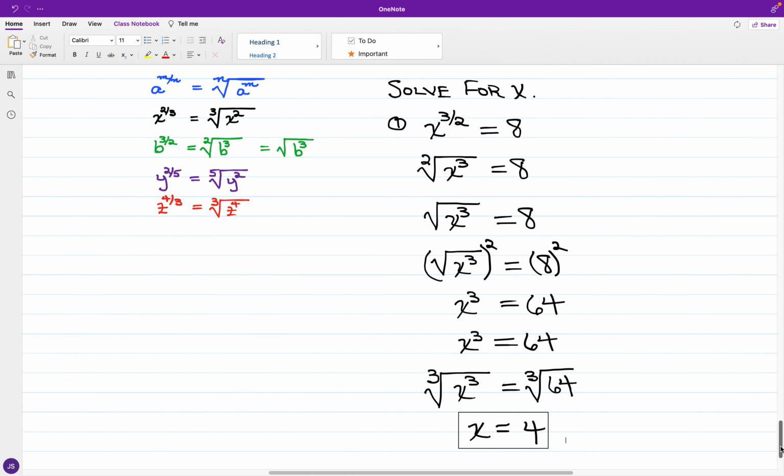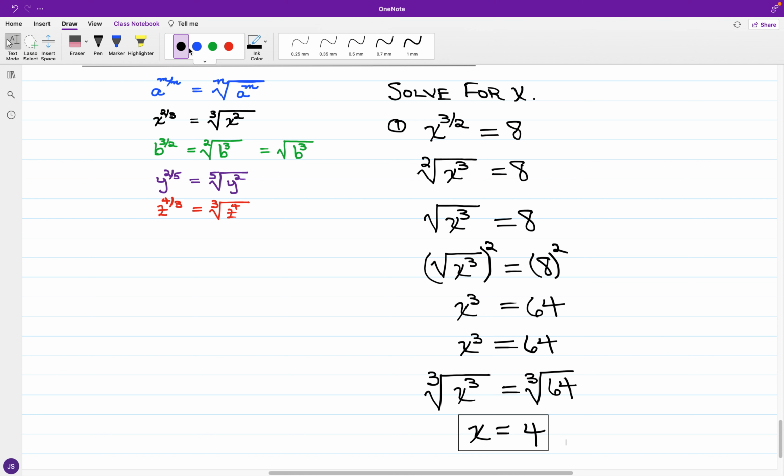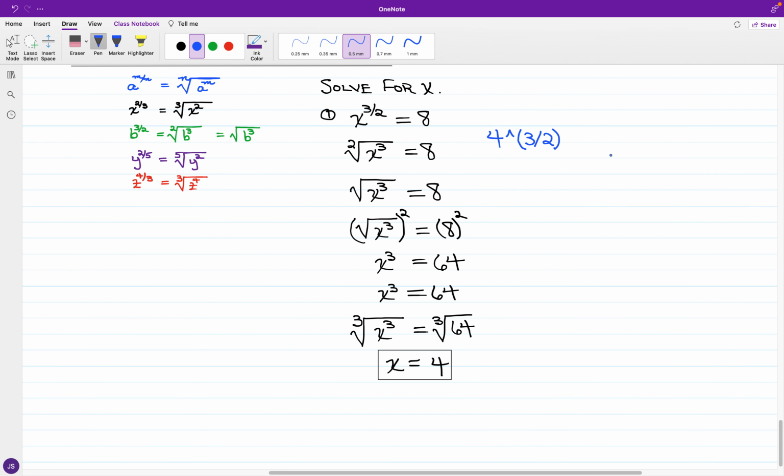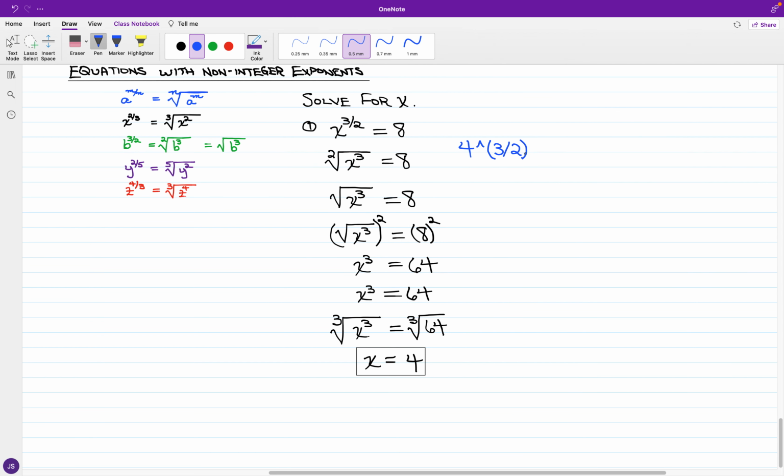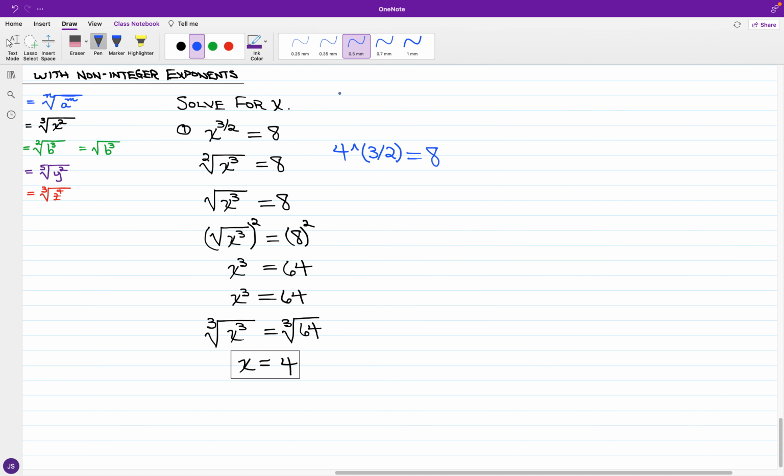And if you were to test this out with your calculator, so if you were to try to enter 4 to the 3 halves, if you enter a fractional exponent for many models, you want to put the exponent in parentheses. So 4 to the 3 halves, and the outcome should be 8. 4 raised to the 3 halves power is equal to 8.